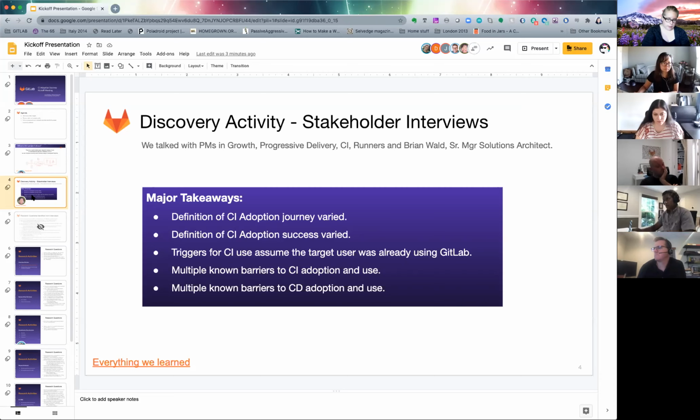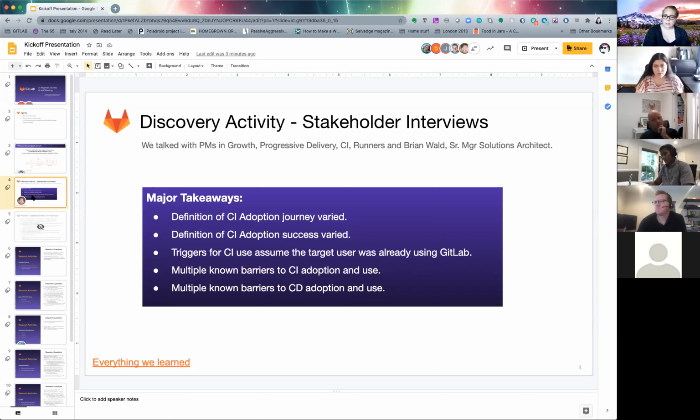In talking with the stakeholders, the triggers for CI use, we all assumed that that target user was already here. They were already using us in some capacity. That capacity varied, but we didn't really talk a lot about a green user who hadn't used GitLab yet and was coming in and going all the way through the first initial stages straight to CI. That's fine. This is something that we learned.